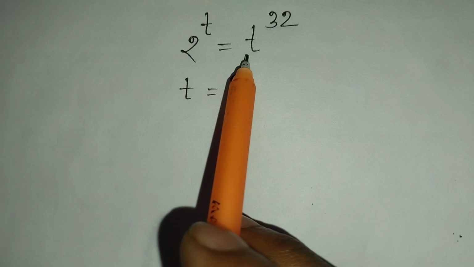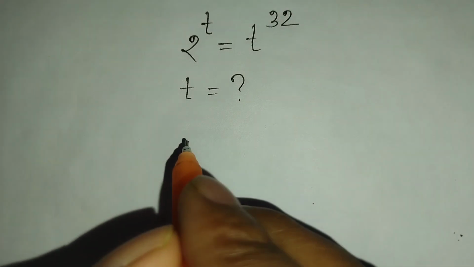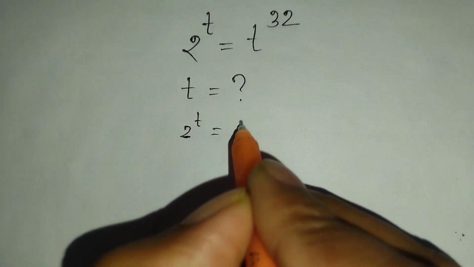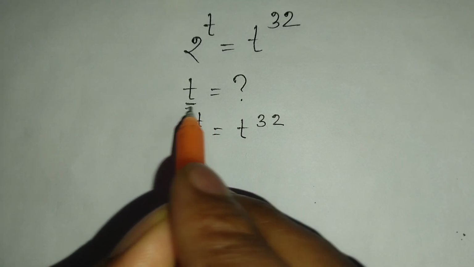This is a very famous, viral math problem you can say. This is Harvard University's math. So let's solve it. Here 2 to the power t equals t to the power 32. We have to find the value of t.